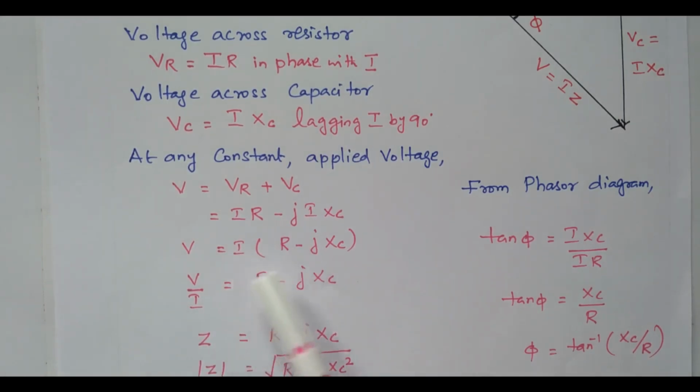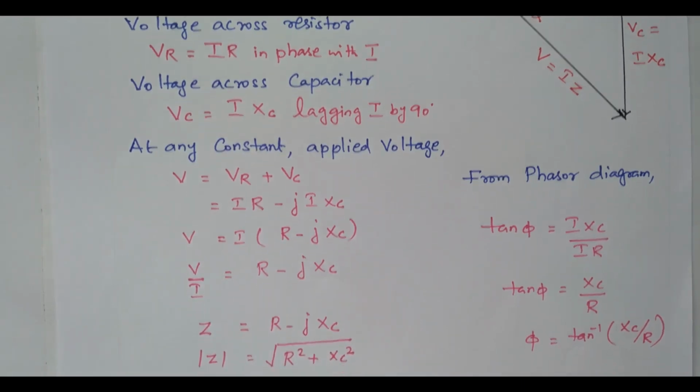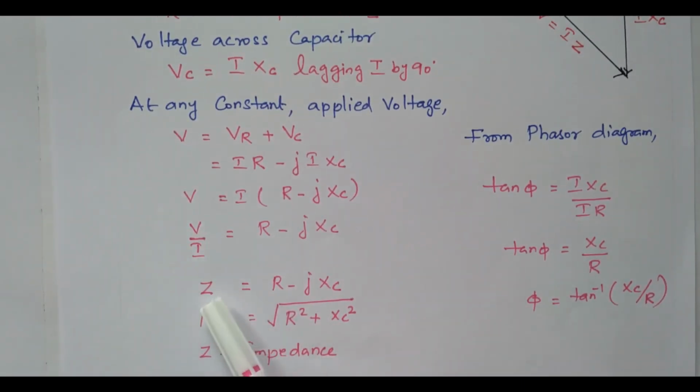Take I outside, so that we get R minus jXC. Bring the I to the denominator. So V divided by I equal to R minus jXC. V divided by I is nothing but the impedance, that is equal to R minus jXC. In magnitude, taking the modulus, it is the square root of R square plus XC square. So the impedance of this RC series circuit is the square root of R square plus XC square. This is the rectangular form. We can write it in polar form also, another form is available.